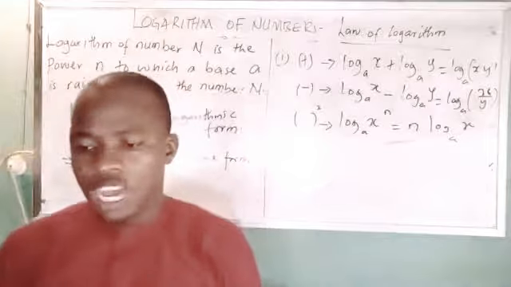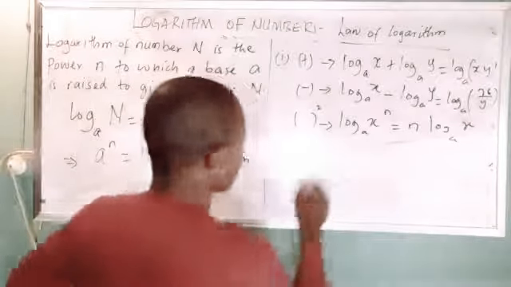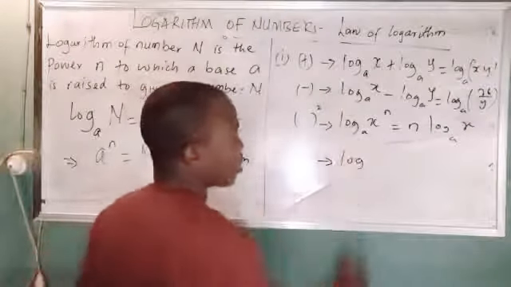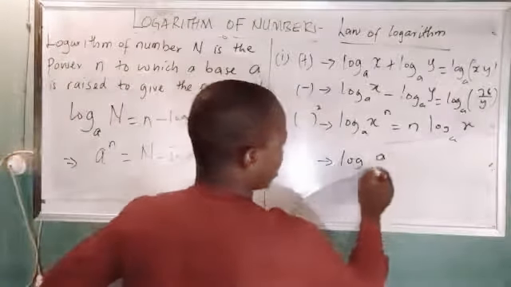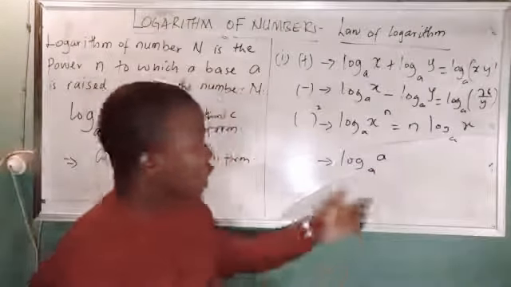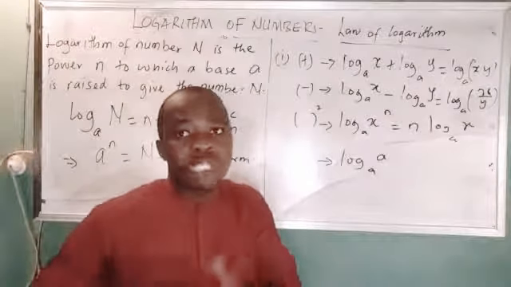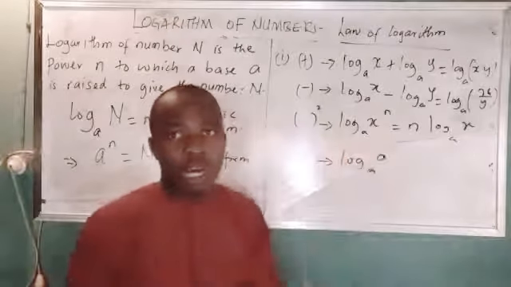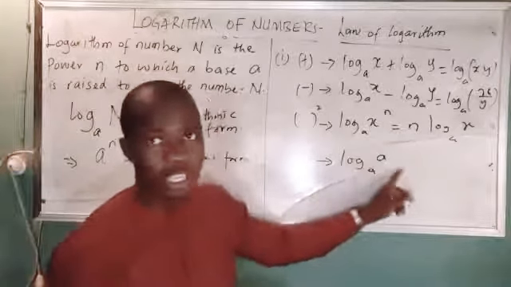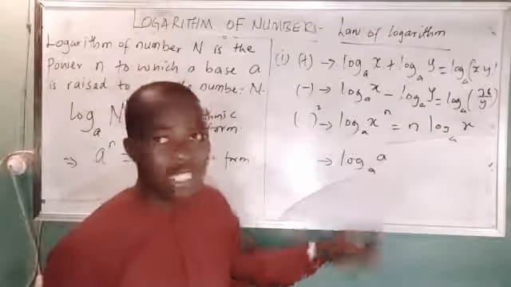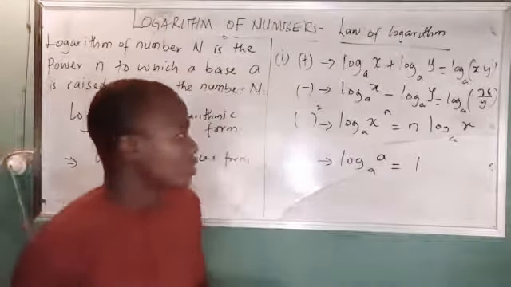Now we have what we call identity law. This identity law is when you have log of a number that is the same thing as its base. That is, you have an equal number and base, that is a. You can see you have log of a with base a. The number and the base are the same thing. So therefore, this will automatically be 1.